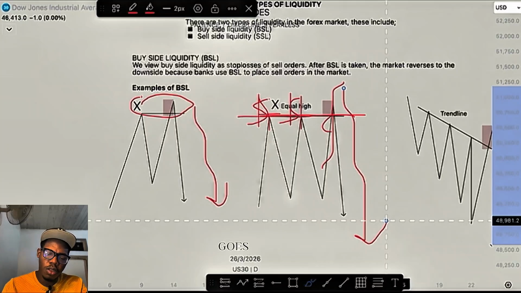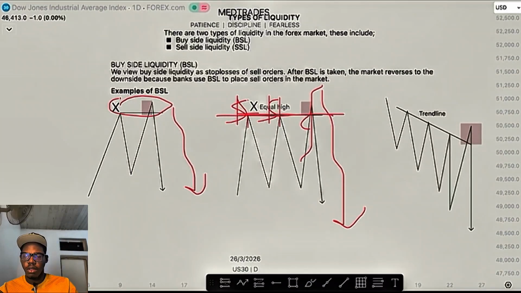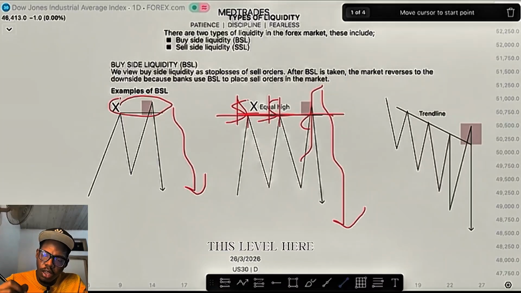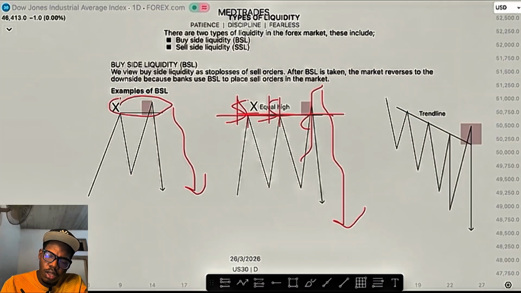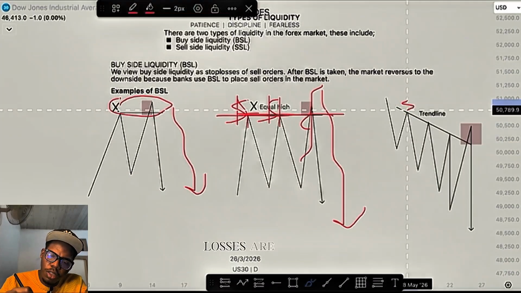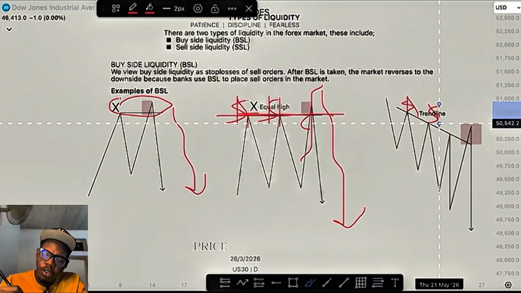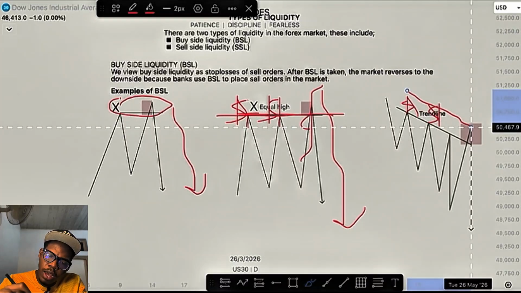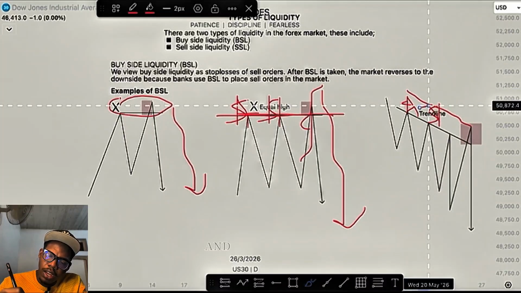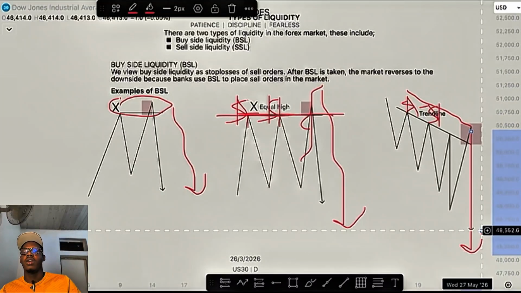The same thing goes here in this trend line liquidity. As you can see, stop losses are placed at this level here. Stop losses are placed here, and here. So what did price do? Price came here, took out all the money that was placed around this level, and continued to push down the downside. So that is that.